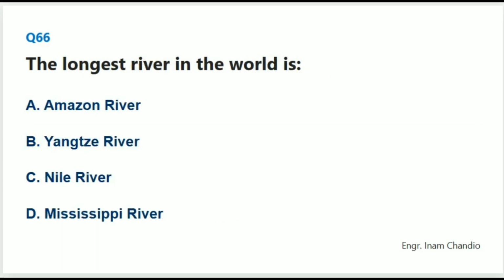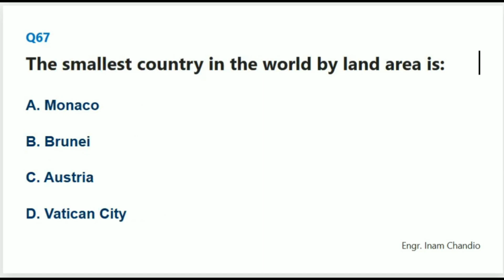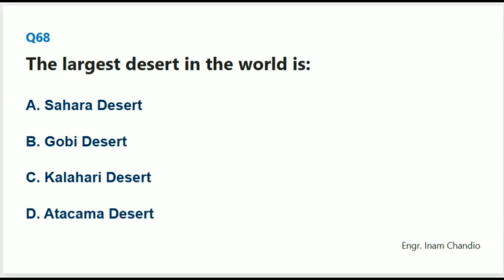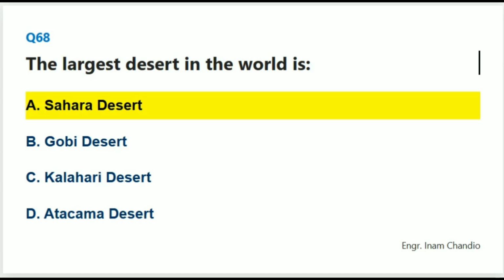The longest river in the world is. The correct answer is C. Nile River. The smallest country in the world by land area is. The correct answer is D. Vatican City. The largest desert in the world is. The correct answer is A. Sahara Desert.